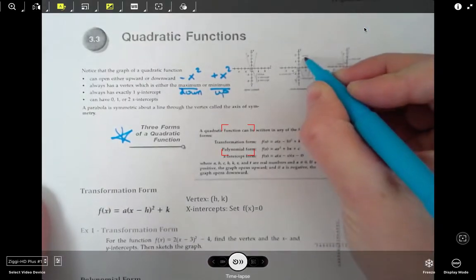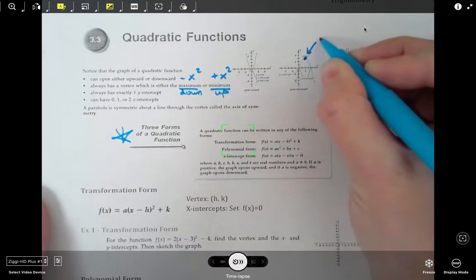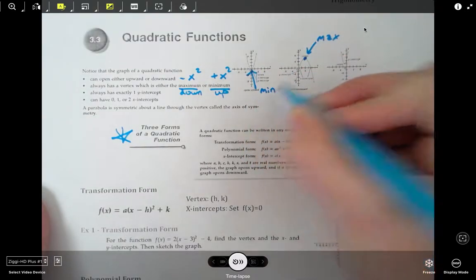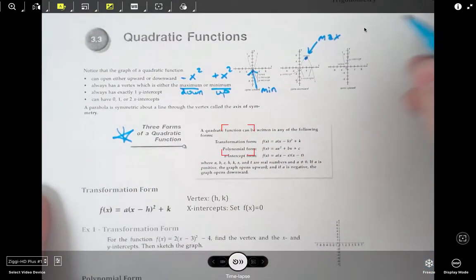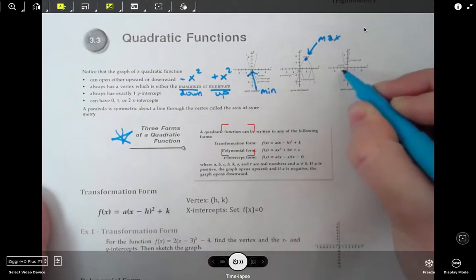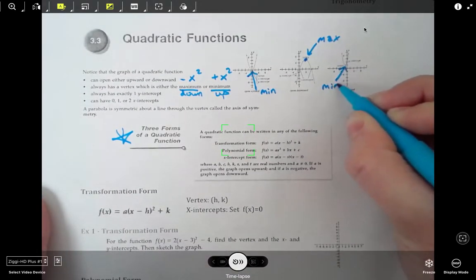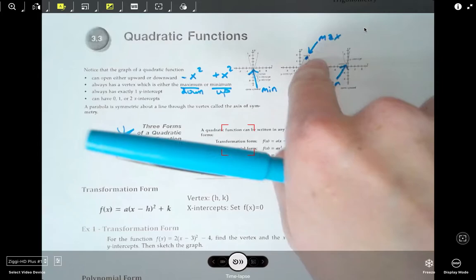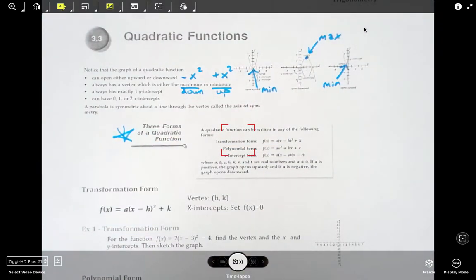That's like this. Here's my vertex. He's going down, so he has a maximum. Here's my vertex here, which is a minimum because he's going up, okay? And this one is going up again, so I have a minimum. Okay, so opening up, opening down. The two on the outside are opening up. This one is opening down, max and min.